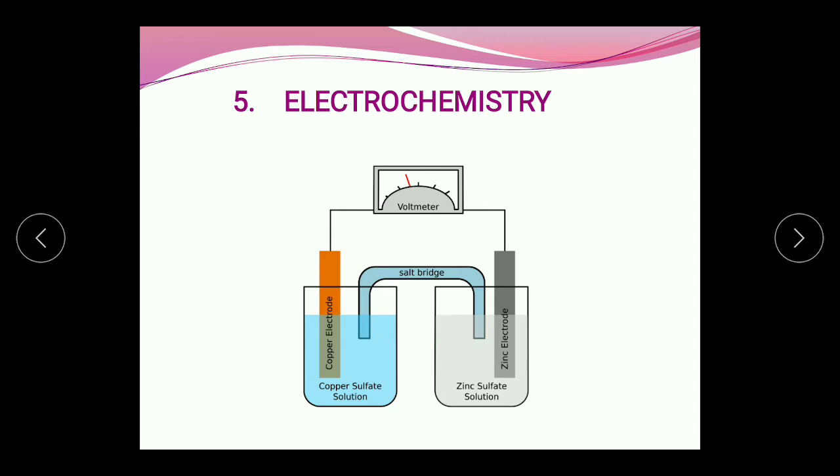Electrolytes, for example acids, bases, and salts, are of two types: strong electrolytes and weak electrolytes. The electrolytes which almost completely dissociate in aqueous solutions are strong electrolytes, while the ones which dissociate to a very small extent in aqueous solutions are called weak electrolytes.